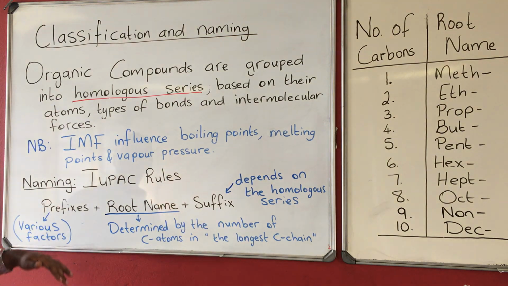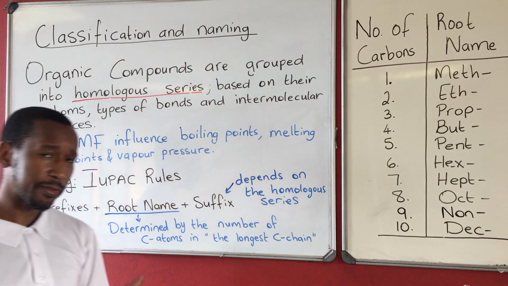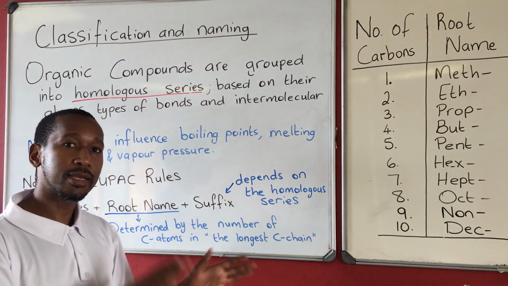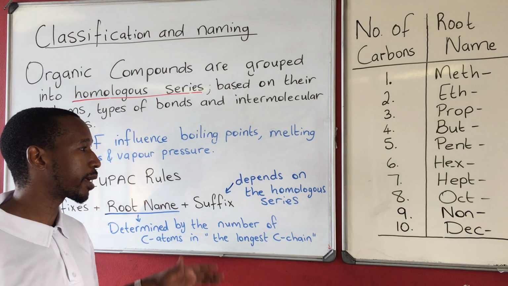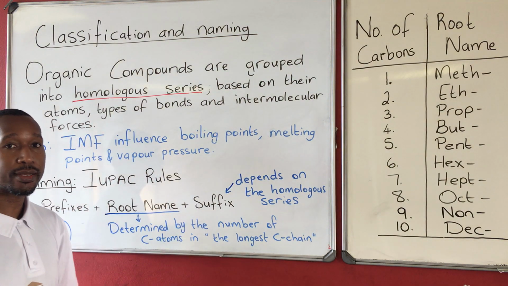Then later on, we will have what we call prefixes. There are various factors that influence the prefixes, so we will do them one by one until we get used to them, and then come back and combine all the rules we have so that we can name even complex compounds.